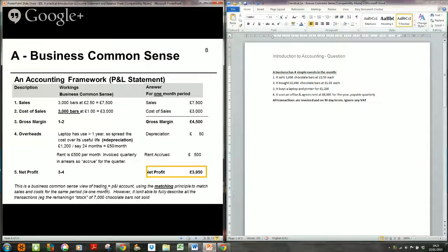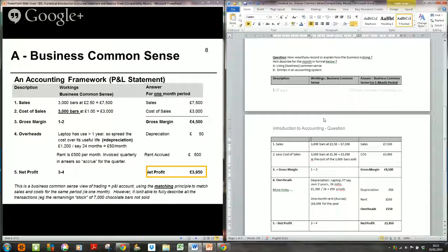So this is the trading account, and very importantly here, we're using this matching principle to match the sales and the costs for the same period. And of course, we know that it isn't able to fully describe all the transactions and the stock. If you ignore my typos, I can spell, I just can't type. So that's the summary in terms of our business common sense.